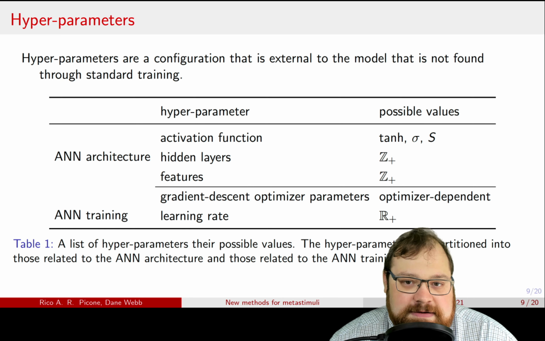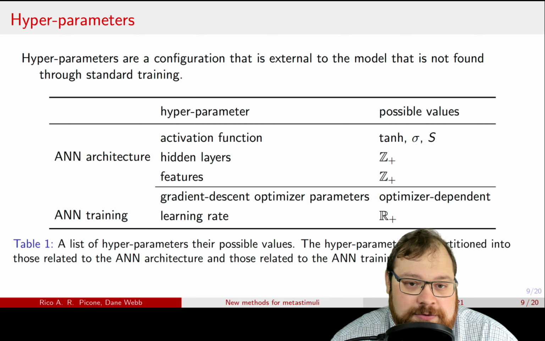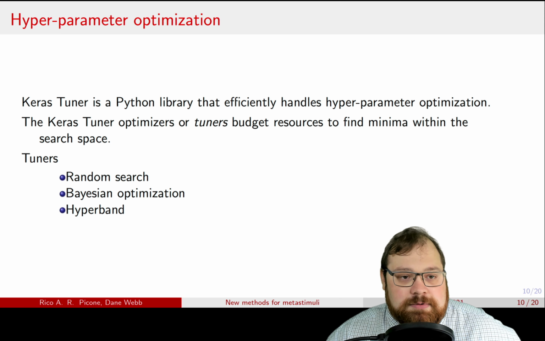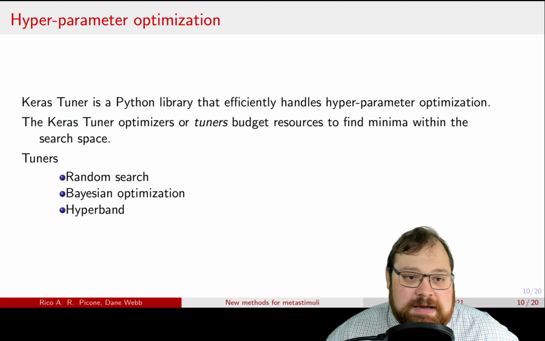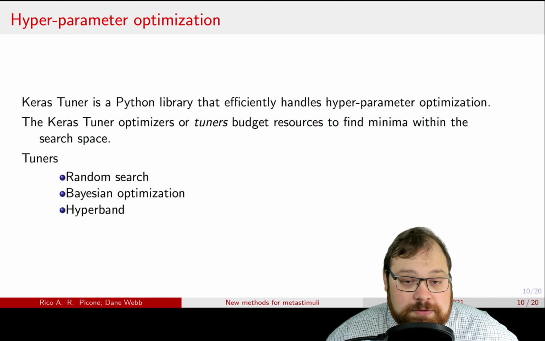Hyperparameters are a configuration that is external to the model that is not found through standard training. Some hyperparameters include the activation function of each layer, the number of hidden layers, the number of features in each layer, the gradient descent optimizer parameters, and the learning rate. These hyperparameters are optimized via Keras Tuner, which is a Python library that efficiently handles hyperparameter optimization. The Keras Tuner optimizers, or tuners, budget resources to find minima within the search space. These tuners include random search, Bayesian optimization, and hyperband.